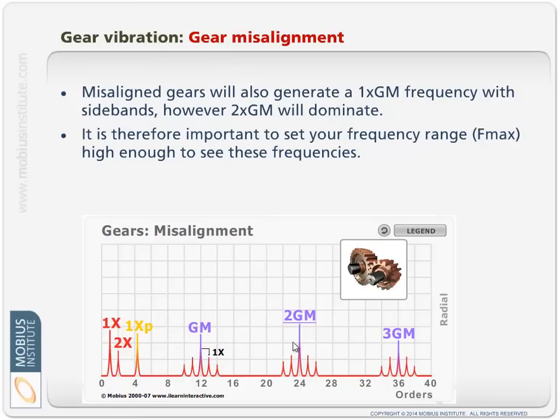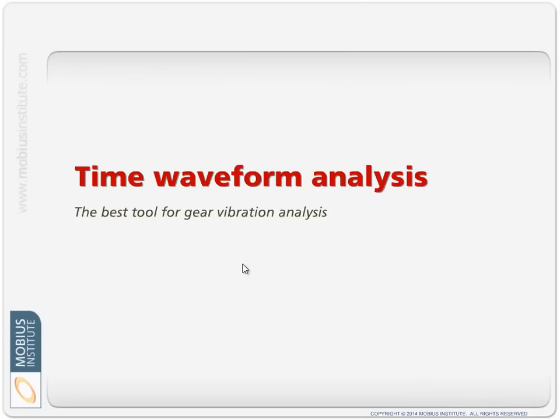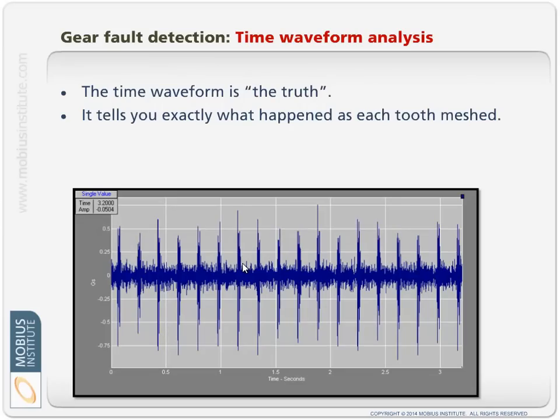But obviously it's also important to take your measurements so that you can see those peaks up to 3 times gearmesh frequency, and as I'll mention soon, I would go up to 4 times, but also so that you have enough resolution to see these sidebands. So let's talk about time waveform analysis. I've mentioned it a lot of times. It is a very, very important tool in relation to gear analysis.